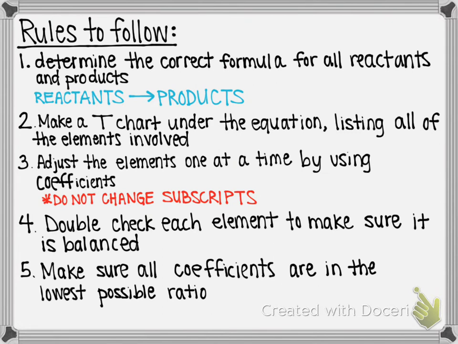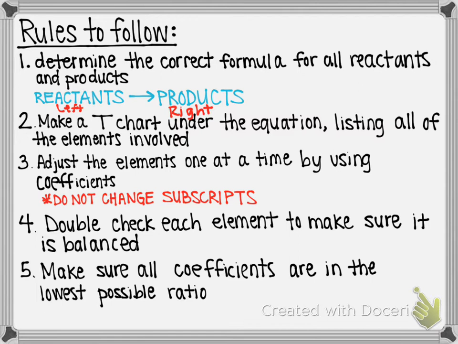So there are rules to follow in order to balance your equation. First step is determine the correct formula for all of the reactants and products. Remember, your reactants are the ones on the left-hand side, or the left of the arrow, and your products are on the right side.